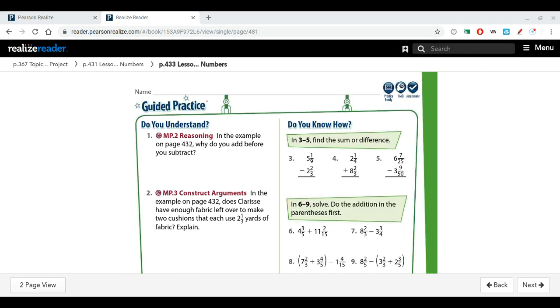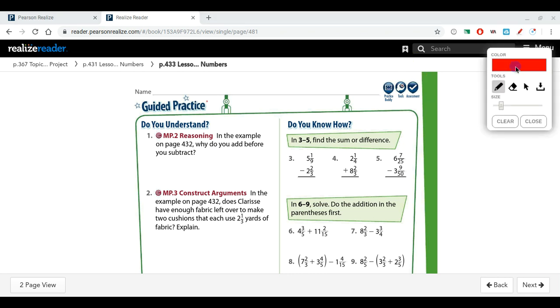And so when we take a look at our guided practice, number 1 says, in the example on page 432, why do you add before you subtract? And so when we look at our addition before we subtract, we need to find the total amount of fabric before I can subtract. So total amount of fabric is what I need to find, before I can subtract from there.